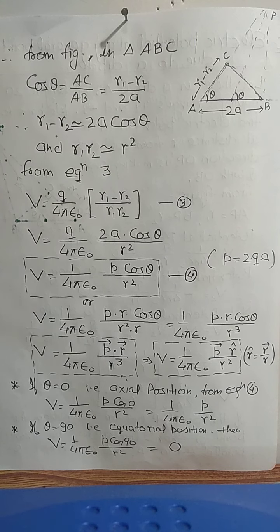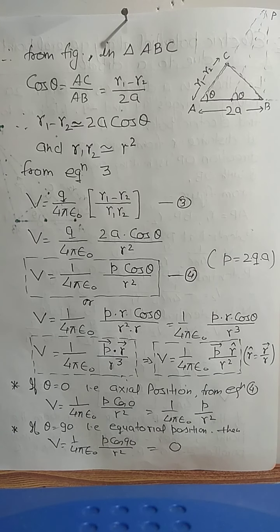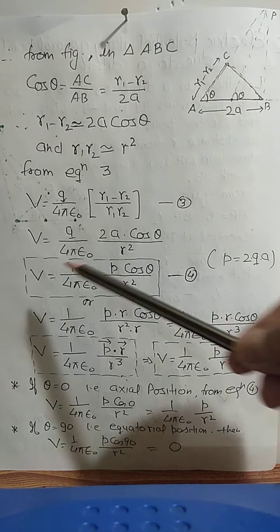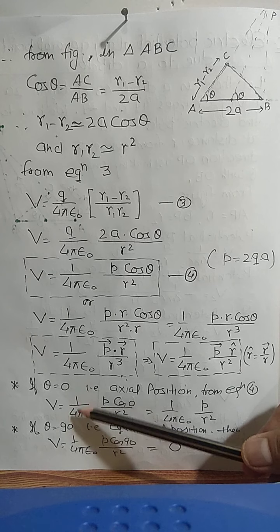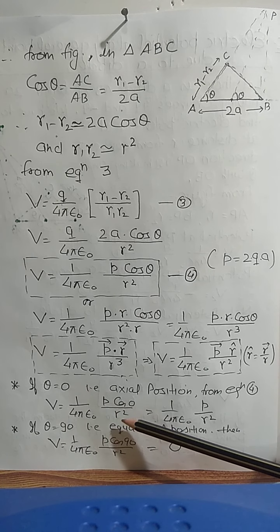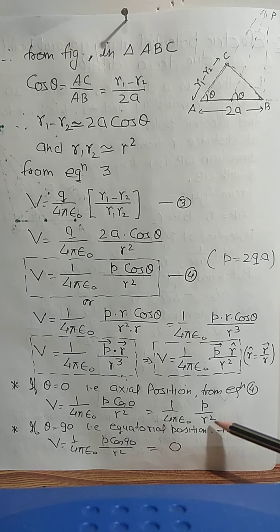Okay. Students, from equation 4, if you write theta is equal to 0, theta 0 means the point is on the axis of the dipole. That is the axial point. What will it be? Cos 0 means 1. That is, V is equal to 1 upon 4 pi epsilon naught P upon R square. It is given here: 1 upon 4 pi epsilon naught P cos 0 upon R square, that is 1 upon 4 pi epsilon naught P upon R square. And which I have already told you in that particular case.